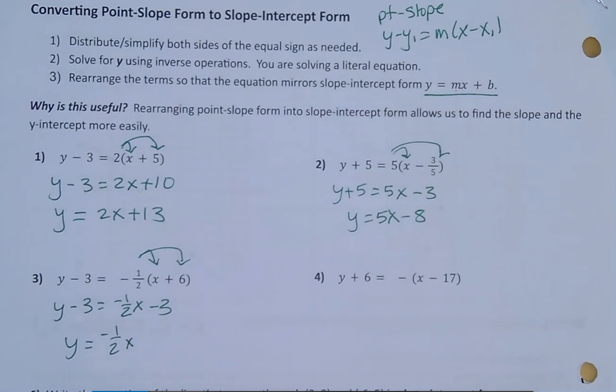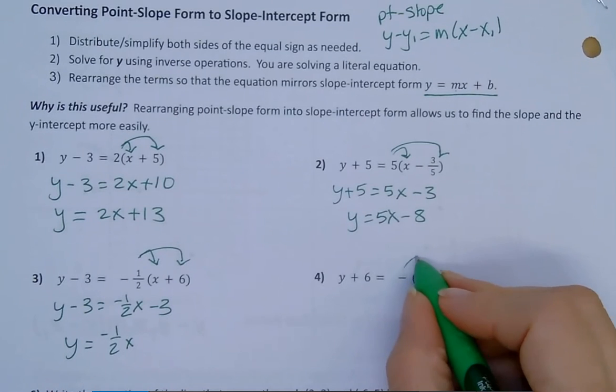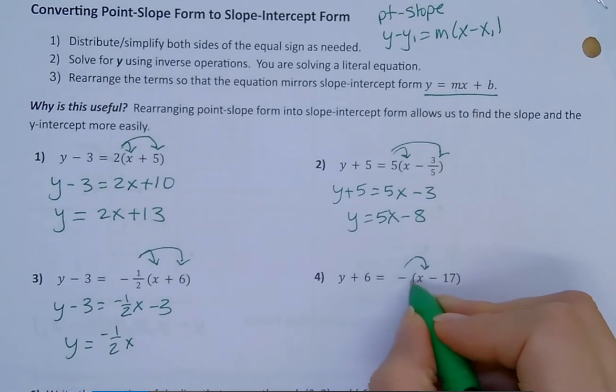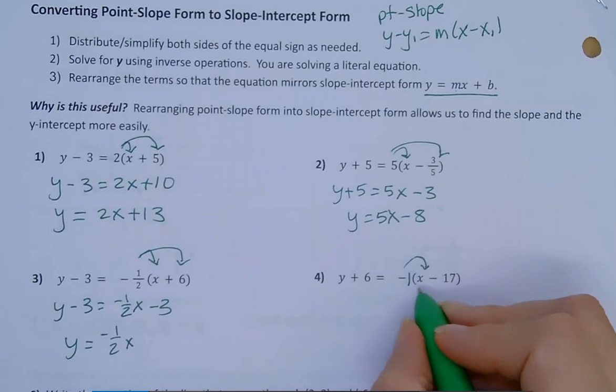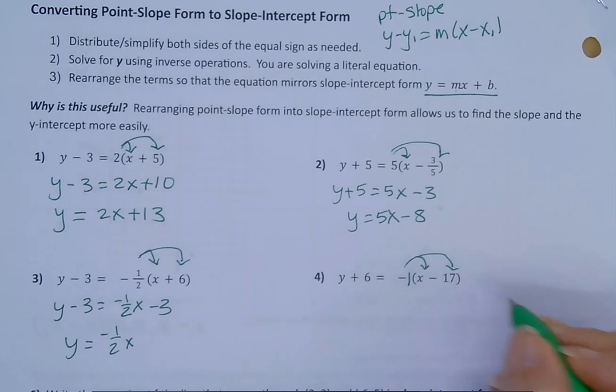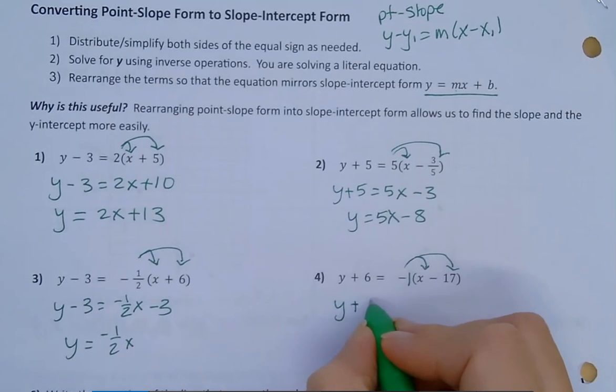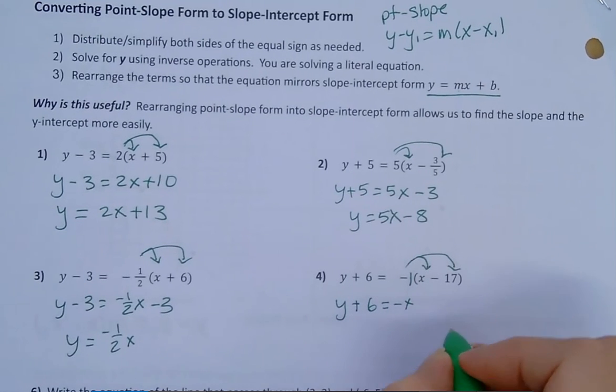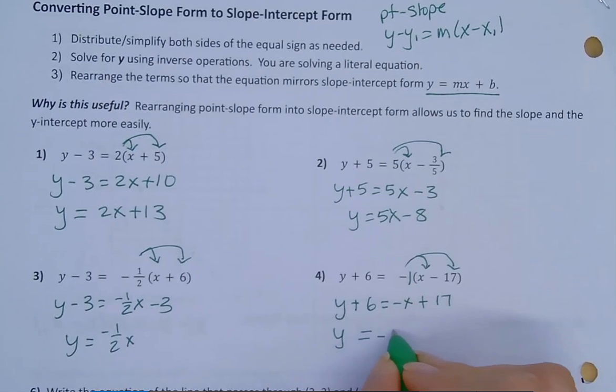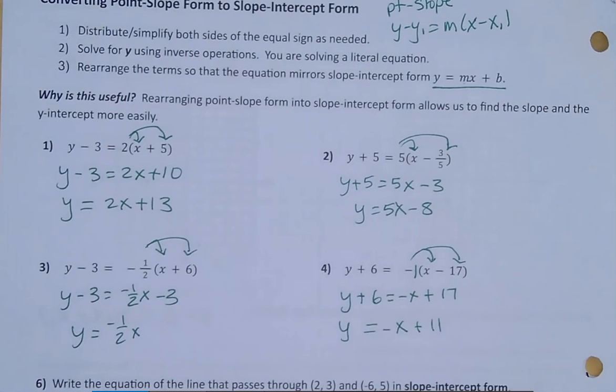My y-intercept is 0. And here I have negative of everything inside. I can imagine that that's negative 1 times x and negative 1 times 17. So I have y plus 6 equals negative x plus 17, and I have y equals negative x plus 11. All right, come back for the last 3 problems in the next video.